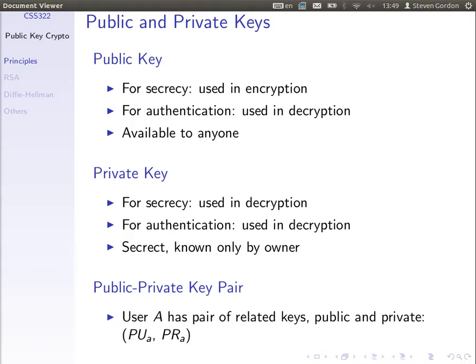How do we use them? For secrecy, which means if we want to provide confidentiality of our data, that is, I want to send a secret message to someone, then I encrypt that message using a public key, and the ciphertext is decrypted using the corresponding private key. So for confidentiality or secrecy, keeping the contents of the message private, encrypt with a public key, decrypt with the private key.